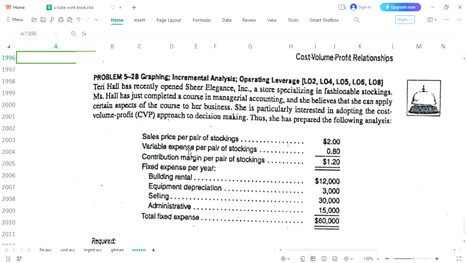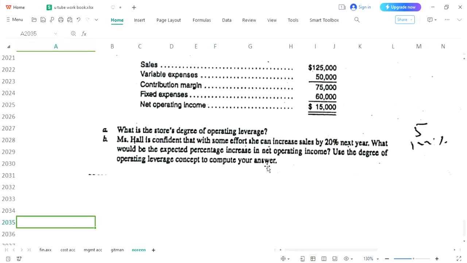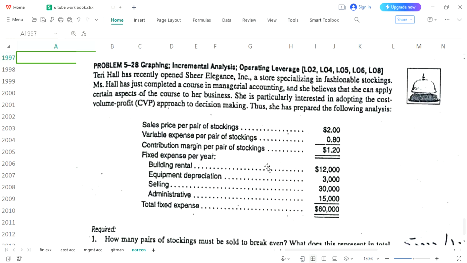Same contribution margin format is required to be completed. The volume of the question is in front of you. There are a few parts which we are going to solve. These are actually 5 parts. And the question is starting from here.